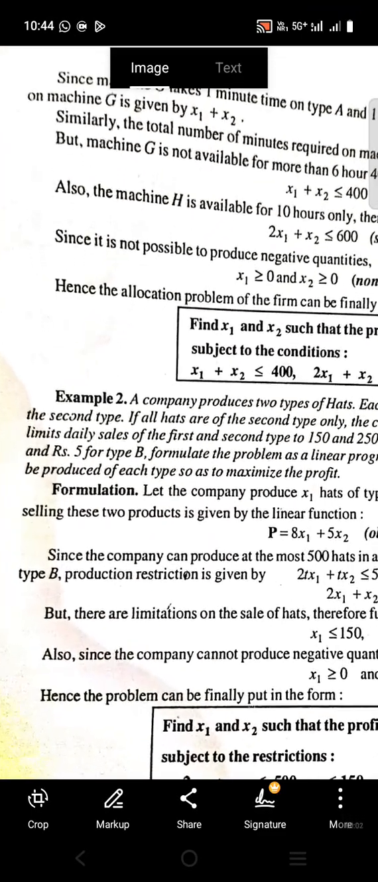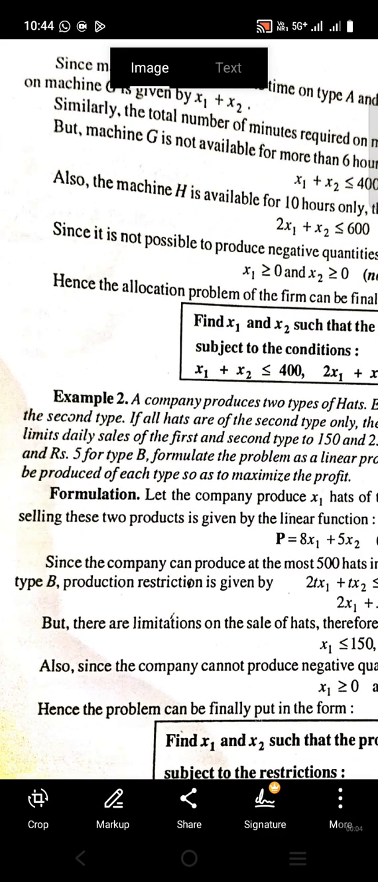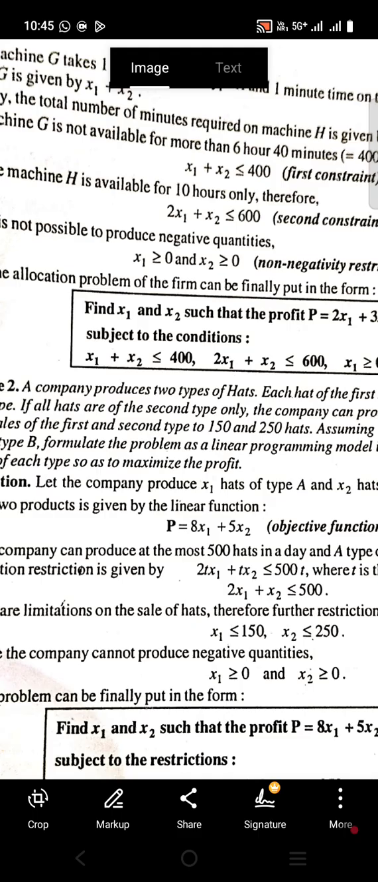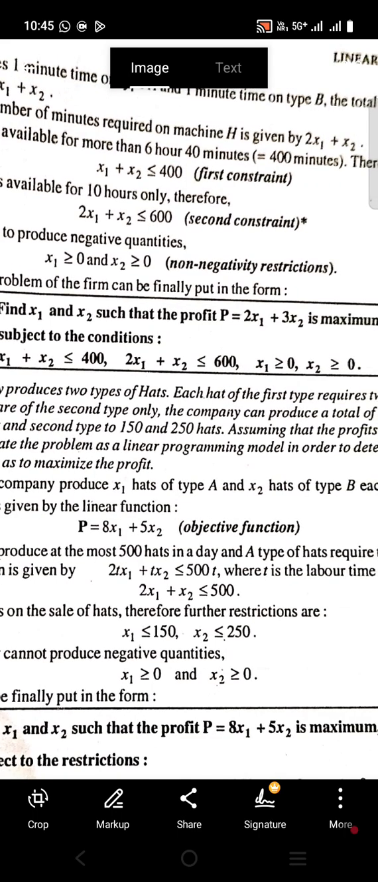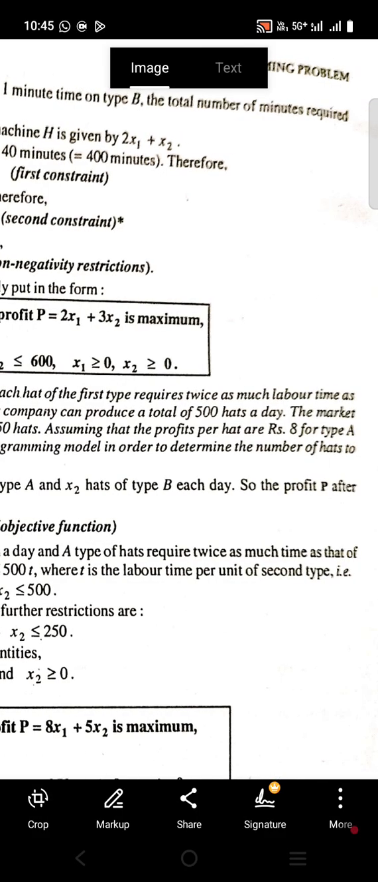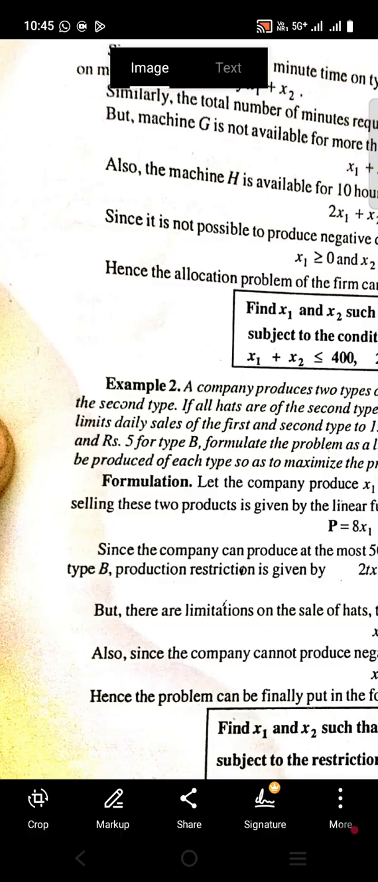Good morning. In this lecture, we solve a linear programming problem for the formulation. That is, we take example two. A company produces two types of hats. Each hat of the first type requires twice as much labor time as the second type.